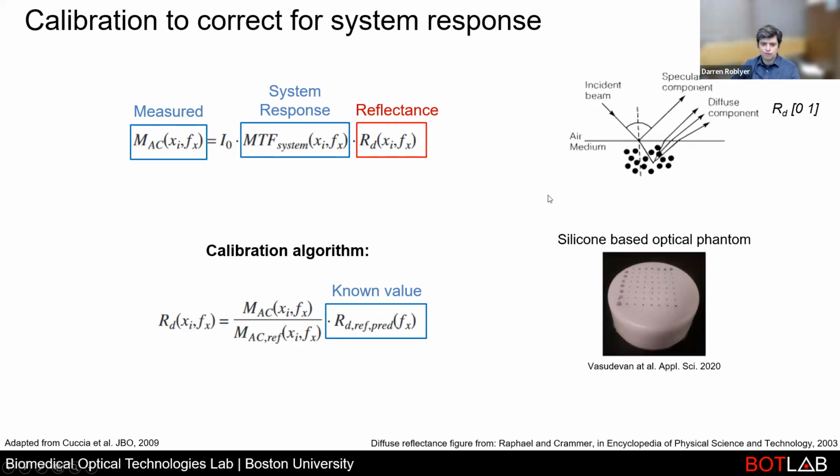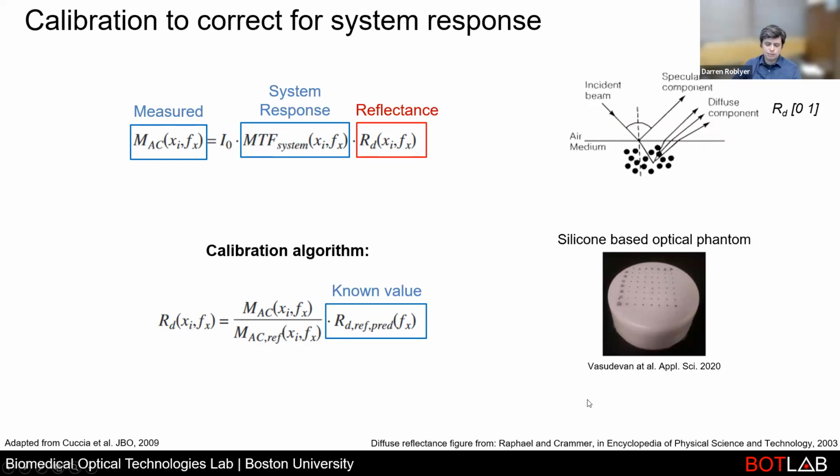How do we get diffuse reflectance? The typical way to do that is by using a calibration phantom. There are many different kinds of phantoms used for diffuse optical imaging, but it's common to use something like this. This is an example of a silicone-based optical phantom. As before, before the silicone cures, one can add an absorbing dye and a scattering agent. Examples of that are titanium dioxide, which is a good scatterer for the near-infrared wavelength range, and nigrosin, which is an example of a good absorber.